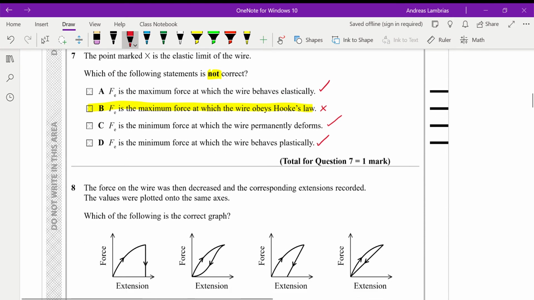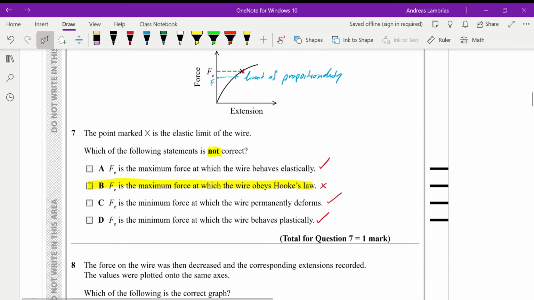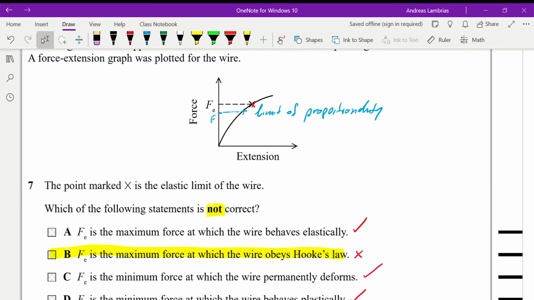Then question 8 says that the force on the wire was then decreased and the corresponding extensions recorded. The values were plotted onto the same axis. Which of the following is the correct graph? From the graph, you can see that we have passed the elastic limit. That means for these values of force and extension, we have plastic deformation. And as I've said before, plastic deformation means that when you remove the force, it's not returning to the original length.